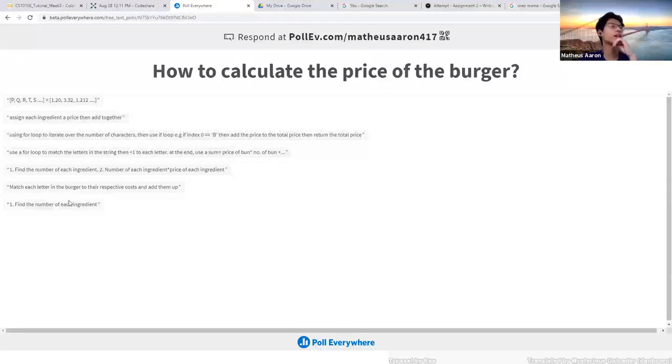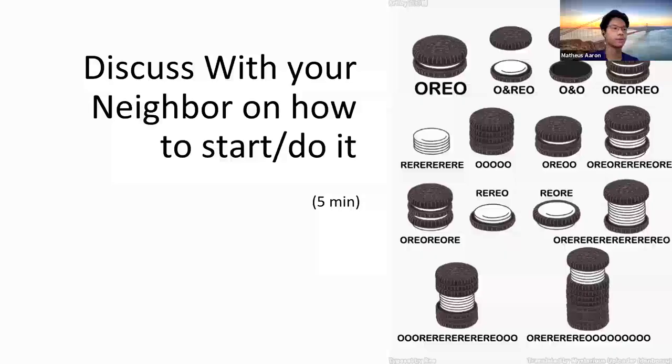Now for those of you who answered, match each letter in the burger to their respective cost and assign each ingredient a price that you add together. I think what's important here is how do you plan to assign or match the letter with the price? I think that's the biggest question here. How do you plan to do that using Python? Right. Okay. So with that, I'll just start.